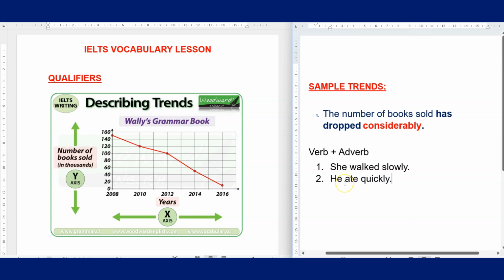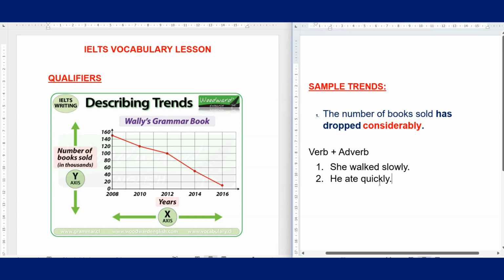Yes, ate is the verb. That is the past tense of eat. And then quickly is the adverb. So ate is the verb and quickly is the adverb. You can notice how adverbs always come after a verb, and also note how considerably is an adverb. Most of the adverbs end with ly. You can see ly as the last two letters.